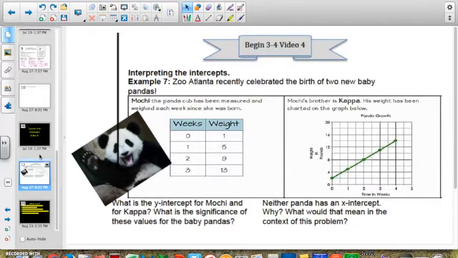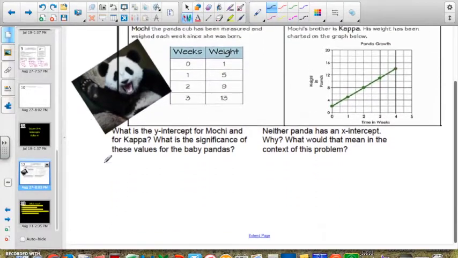We have Mochi the Panda Cub that has been measured and weighed each week since she was born, and we see her information displayed in the table over here. Her brother Kappa has also had his weight charted, and that's going to be measured on the graph over here. Now we're asked some questions about their intercepts. We want to know what is the y-intercept for Mochi and Kappa, and what do these values represent. So we're going to take a look at the data presented in 2 different ways and find our answers.